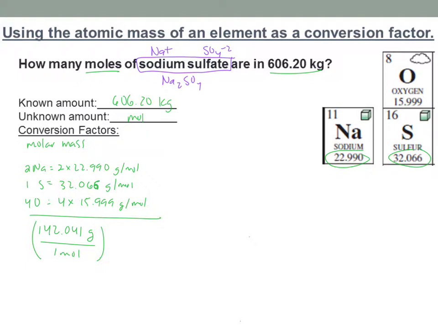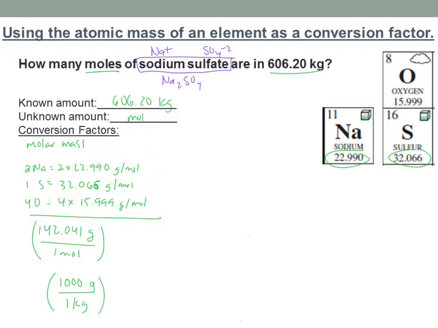So I've got a molar mass to convert between grams and moles, but notice that I start off in kilograms, so I need to figure out a way to get from kilograms to grams. You can either look it up or memorize it. There are 1,000 grams per every 1 kilogram. So that's a conversion factor I'm going to need to use. Notice I'm not using Avogadro's number, because nothing's asking about the actual number of particles, like the number of sodium sulfates or atoms. So I don't need Avogadro's number.